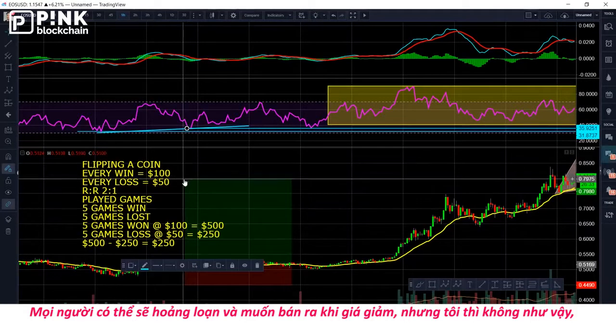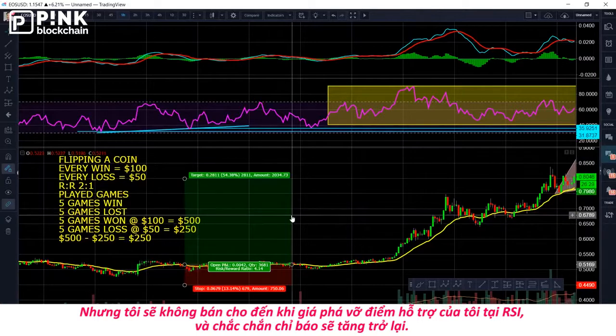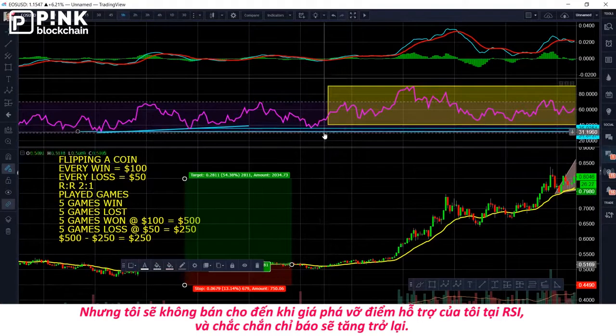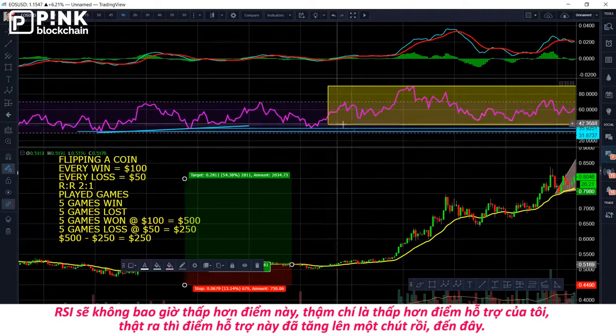So people would panic and they're like, oh, geez, I'm going to sell right now. But me, man, no way, guys. I'm not going to sell until it breaks my support for RSI. And surely enough, it bounces right off of it, right? Here, it never even reached, it never got lower than here.